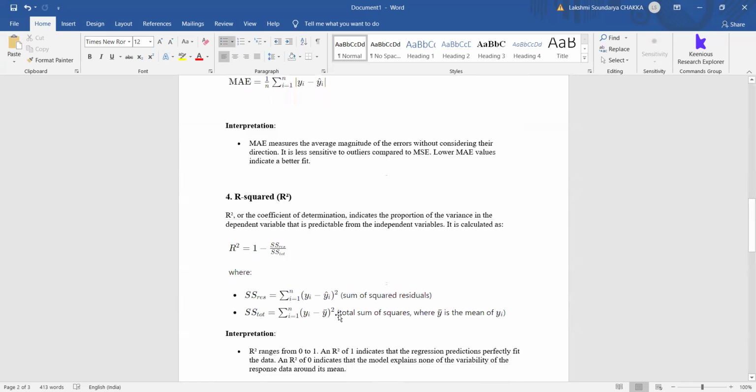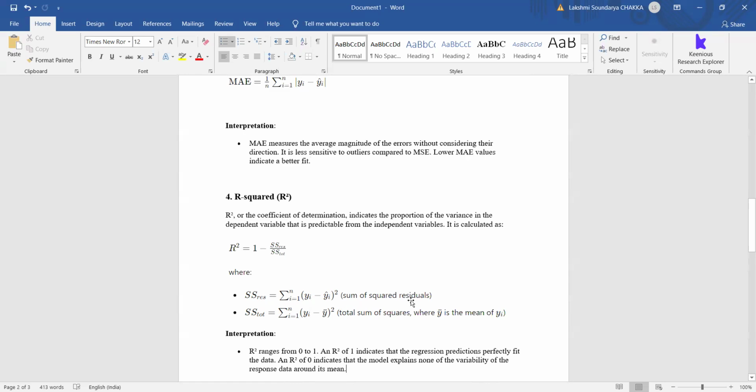Last and final one is R squared, which is the coefficient of determination. This indicates the proportion of the variation in the dependent variable that is predictable from the independent variables. How can we calculate this? R squared is equal to 1 minus SS residual by SS total. Here RES means residuals, so it is the sum of (yi minus yi-hat) squared, where i ranges from 1 to n.